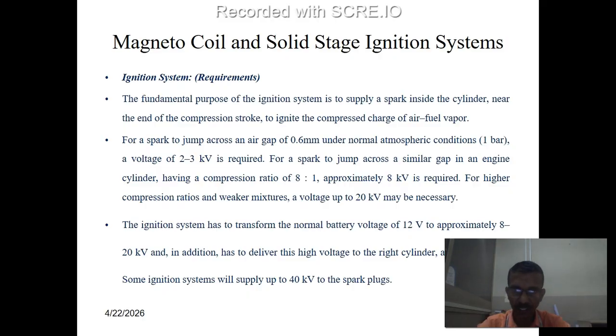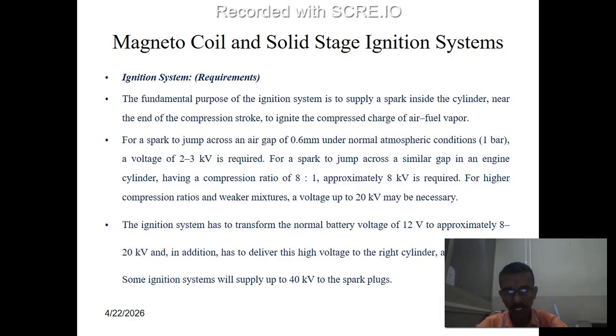The fundamental purpose of the ignition system is to supply a spark inside a cylinder near the end of the compression stroke and to ignite the compressed charge of air-fuel vapor. For the spark to jump across an air gap of 0.6 mm under normal atmospheric conditions, a voltage of 2 to 3 kilovolt is required to spark across a similar gap in an engine cylinder.